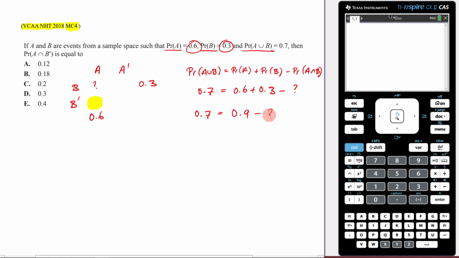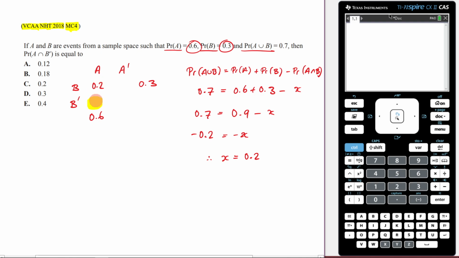So that means this question mark here is going to have to be what? Well, if I rearrange this, and I might replace this question mark with an x, let's just say I'm finding that x value there. That means I'm going to end up with negative 0.2 is equal to negative x. Therefore, x is going to be equal to 0.2. So that means here, this is going to be 0.2.